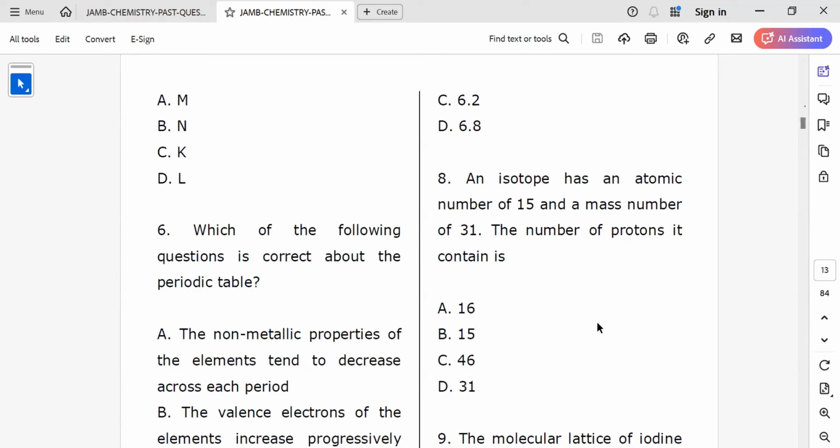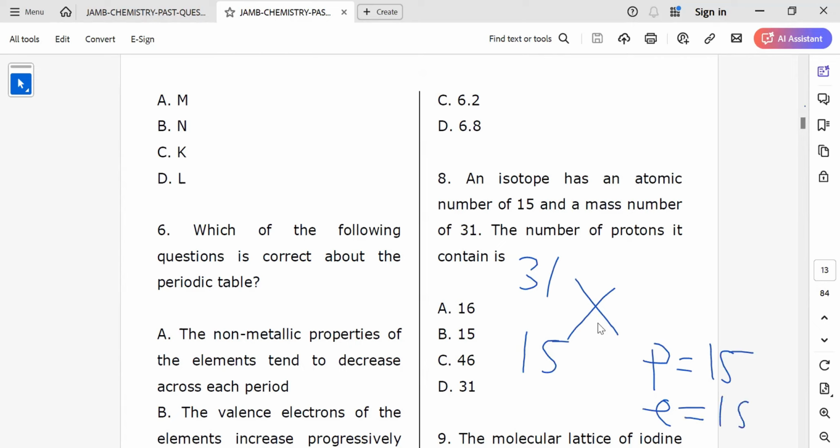Let's represent the element as X. The mass number is 31 and the atomic number is 15. The number of protons is going to be 15 since the atomic number is 15, and the electron number is also 15 since it is neutral. If the element is neutral, the number of protons and electrons are the same. And to calculate the number of neutrons, you just say 31 minus 15, that is the mass number minus the proton number, and then you get the number of neutrons.